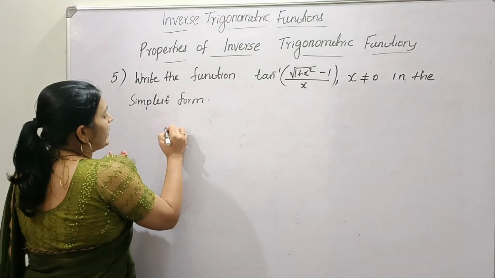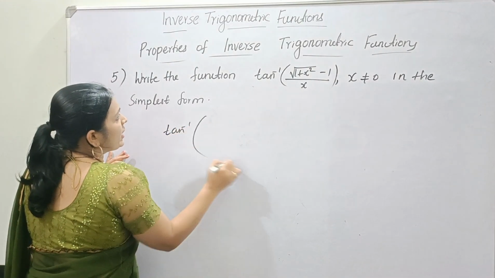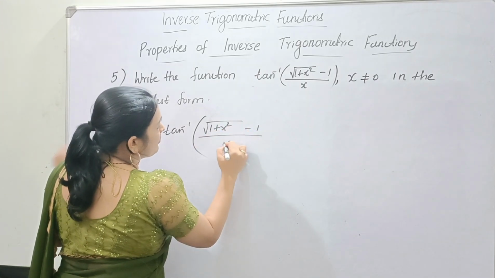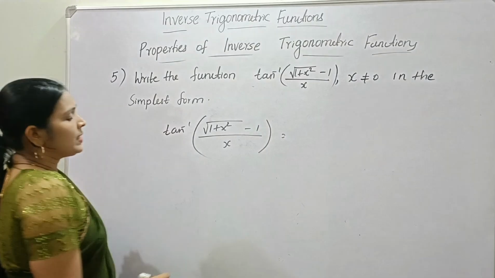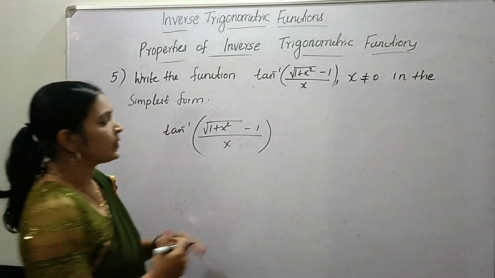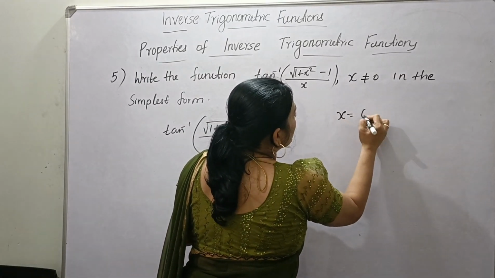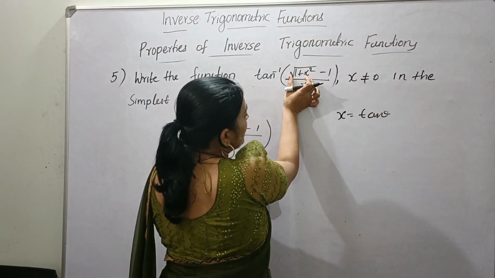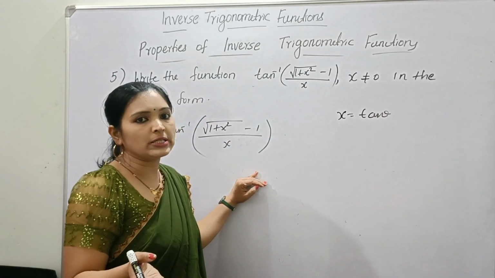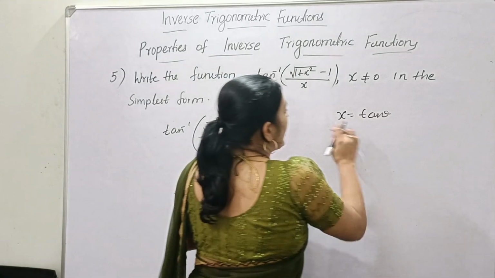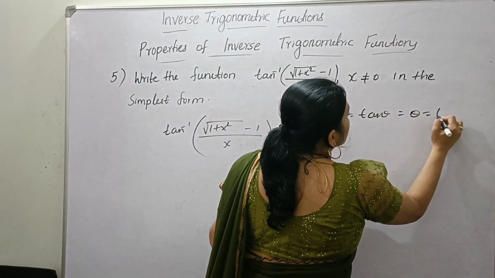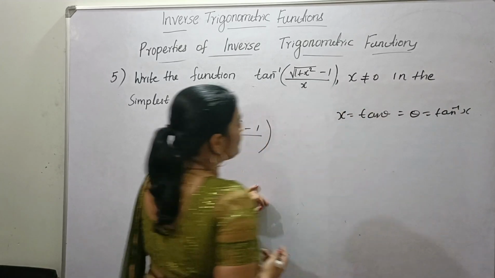So here let us write what is the given function. Tan inverse of root of 1 plus x square minus 1 divided by x. Let us put x is equal to tan theta, so that we will get 1 plus tan square theta. We know that identity 1 plus tan square theta is sec square theta. So put x is equal to tan theta. That implies theta is equal to tan inverse x.